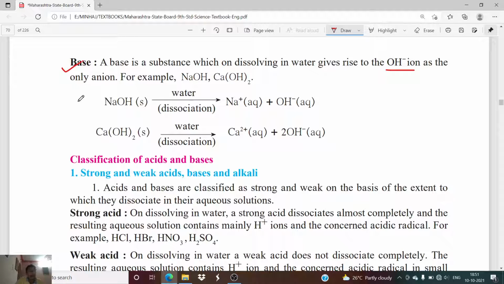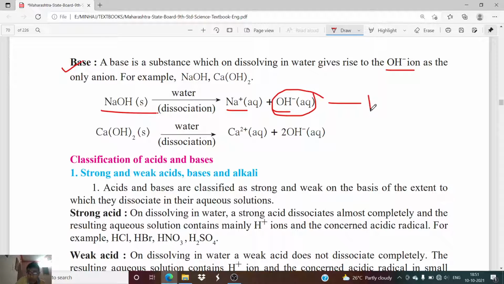The examples of bases given here are NaOH, sodium hydroxide, and Ca(OH)2, that is calcium hydroxide. In the reaction you can see that when we dissolve sodium hydroxide in water, we get Na+, which is the cation, and OH- ion, that is the anion or the acidic radical. So the number of OH- ions after dissolving NaOH in water is only 1.